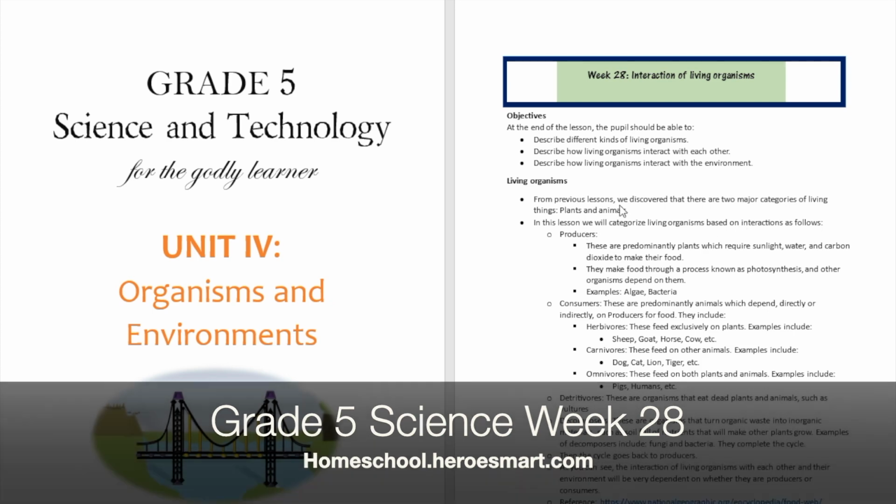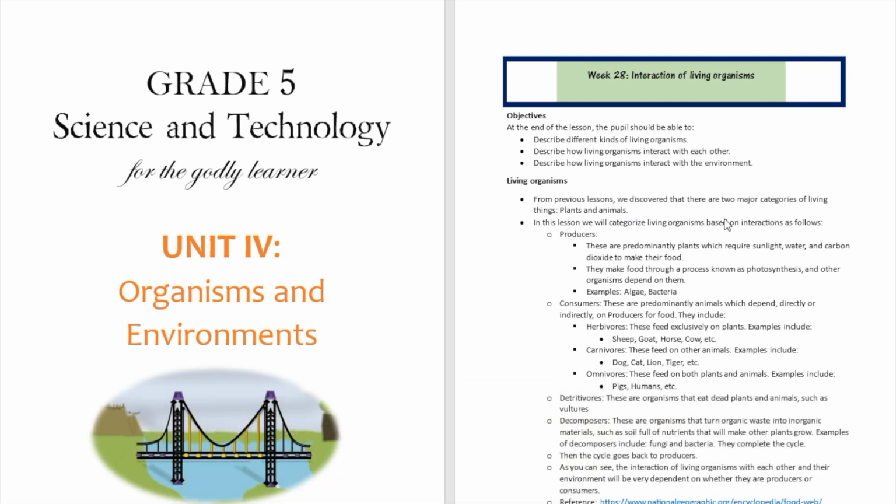Alright, so living organisms, from the previous discussion, we know that there are two major categories of living organisms, and those are going to be plants and animals. Correct, plants and animals. Now in this lesson we will categorize living organisms based on interactions as follows. So we are going to be talking about producers and then consumers, from that perspective, which we started talking about a few weeks ago, if you remember.